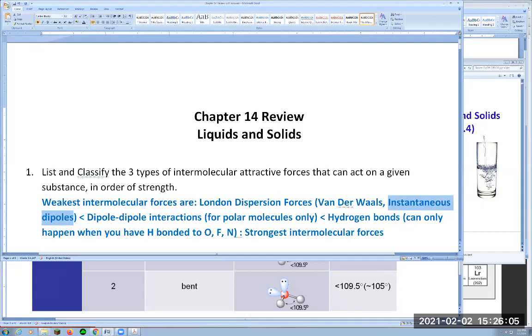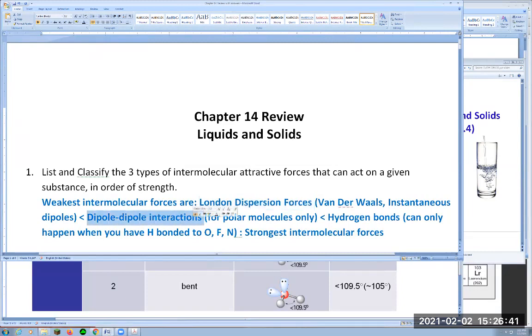After that, we have the dipole-dipole interactions. But let me back up here. London dispersion forces happen for all molecules. It doesn't matter what kind, all molecules experience that because they all have an electron cloud. All molecules are made of atoms and all atoms have an electron cloud. These electron clouds can be distorted, and so that's why all molecules experience London dispersion forces.